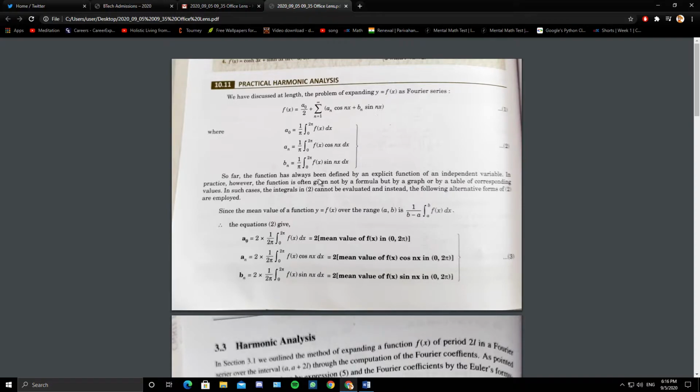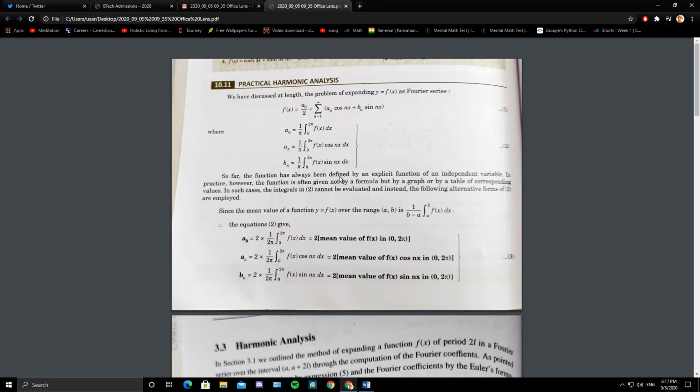So we know that if you have a function defined in the open interval 0 to 2 pi, the Fourier expansion is a naught by 2 plus summation of a n cos of nx plus b n sine of nx, where a naught, a n, b n are given by this formula. We will be using this formula when a function is neither odd nor even, and also when we are not sure whether a function is odd or even.